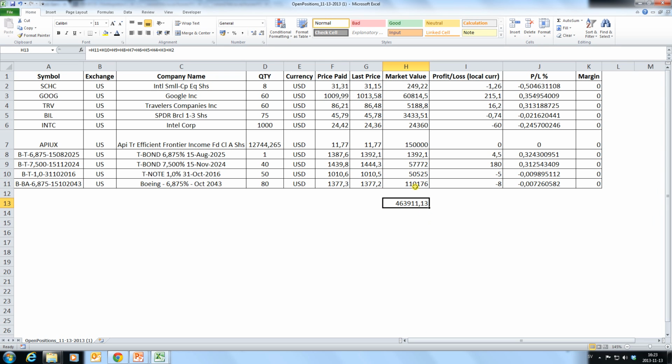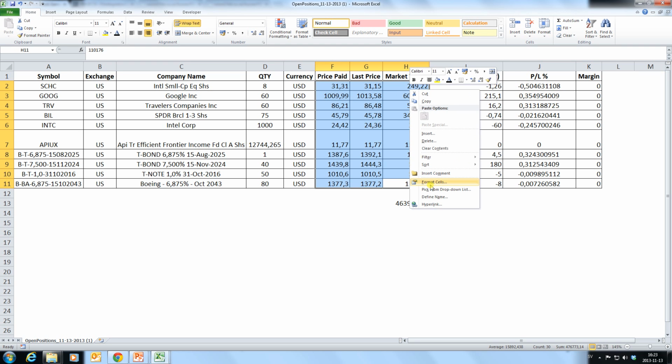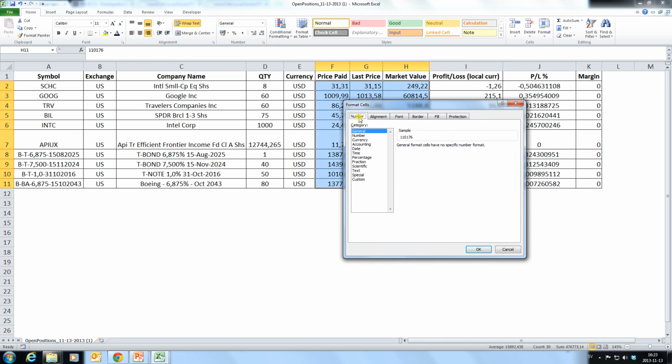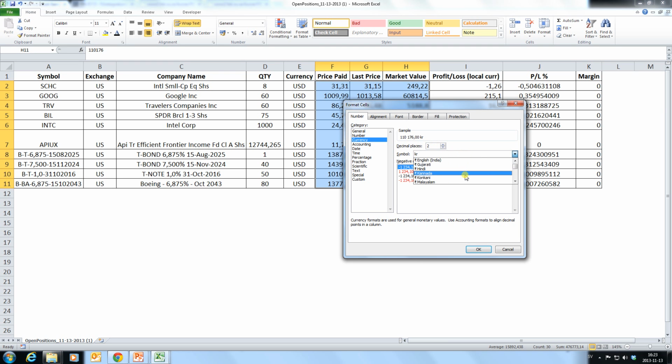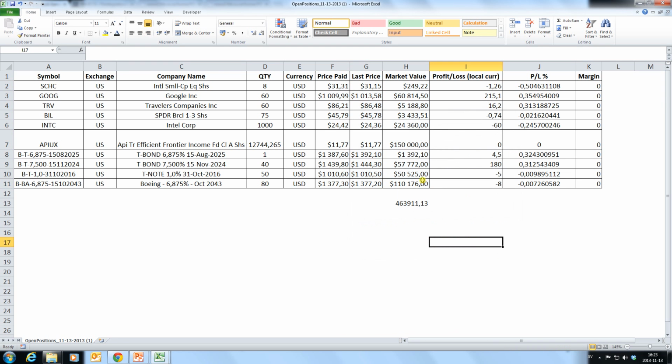Just to make it a little bit easier to read, I will select all of these cells, I will format the cells, go to number, and then I will say that they are actually currency. I don't really need decimals, but I can keep them. And the symbol I'm going to use is the US dollar sign. Okay, so this is just to make it easier to read, because now they add space as a function separator, as we usually do in Sweden.